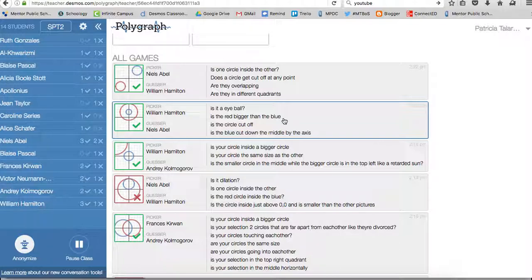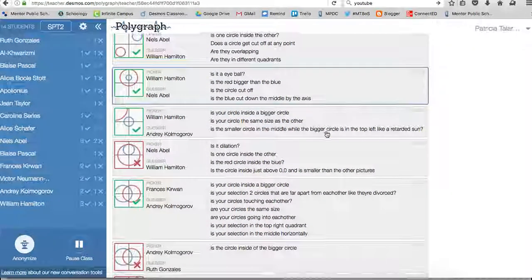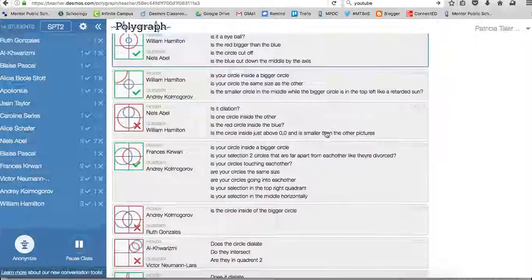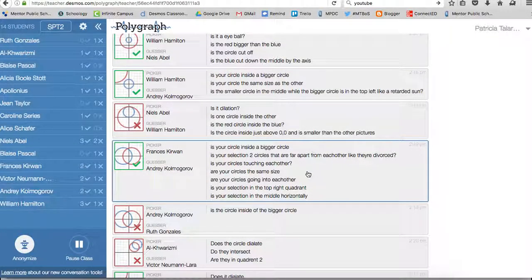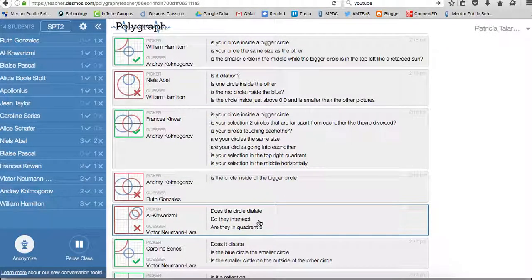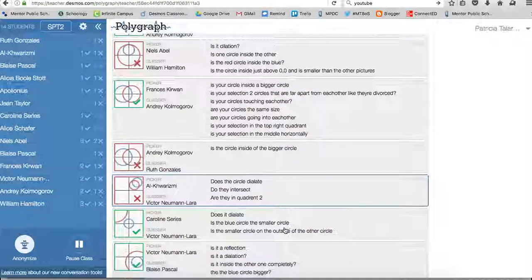"Bigger than the blue," maybe, because that gets at dilation. "Cut down the middle by the axis" is good, it could be a little better. We don't really have too many bad words here, but "going into each other" could be refined to say "intersect," such as the student down here. "Quadrant 2" is good to talk about the quadrants.